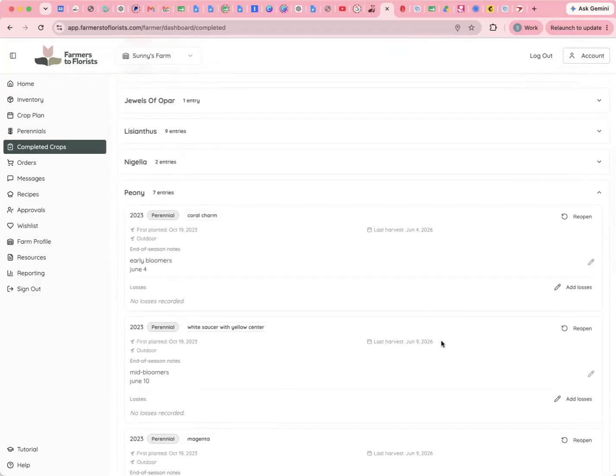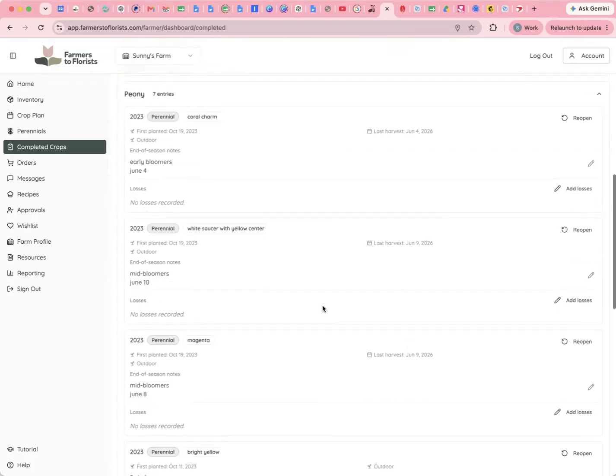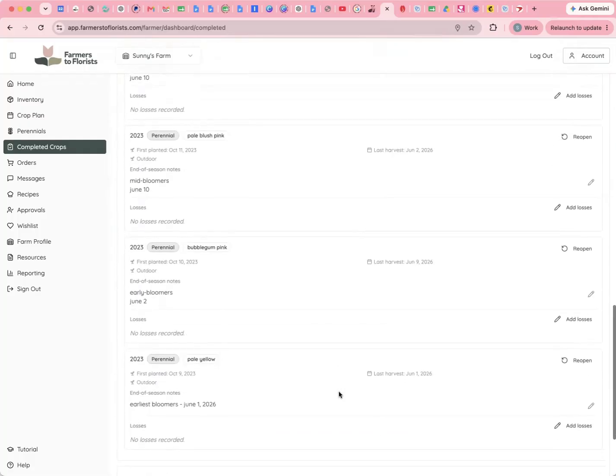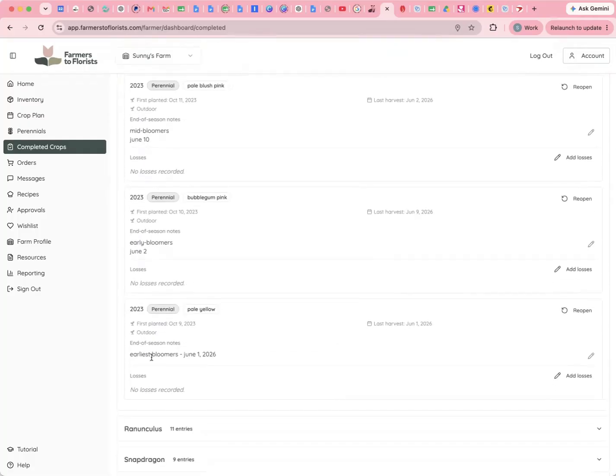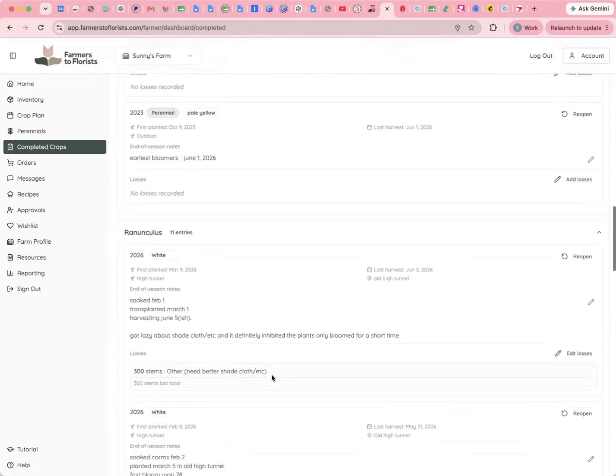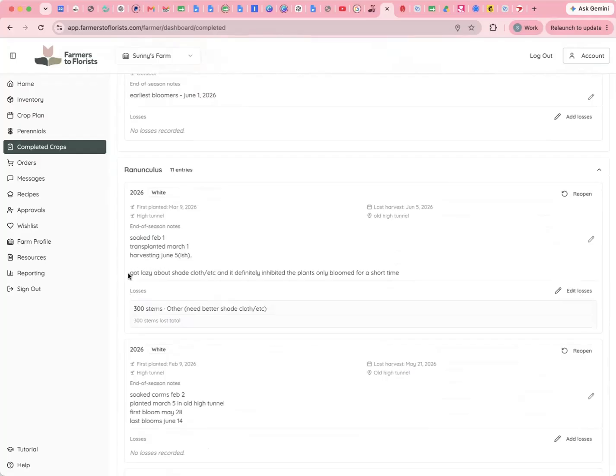Same thing with all of my peonies. When did my Coral Charm bloom in that specific year? Looking back at it, you can remember which of your peonies, which of your perennials are mid bloomers. Now we know that this is going to vary year to year, obviously, but it gives a little bit of insight so that you can better plan and a little more reliably predict, because let's face it, a lot of it is guessing.